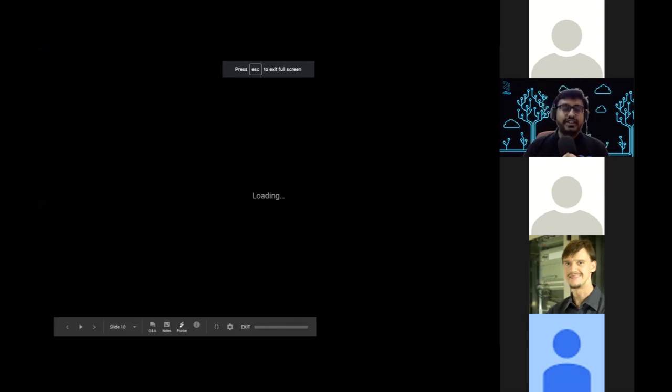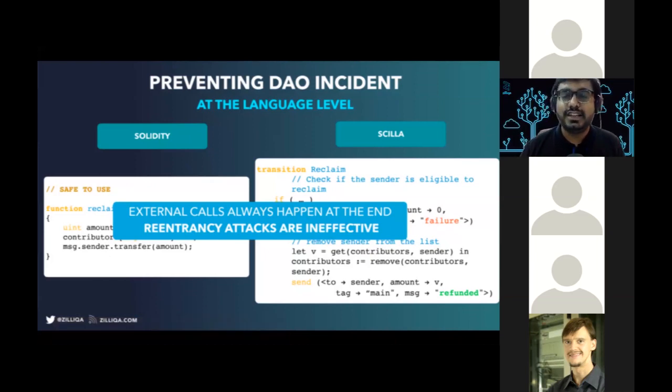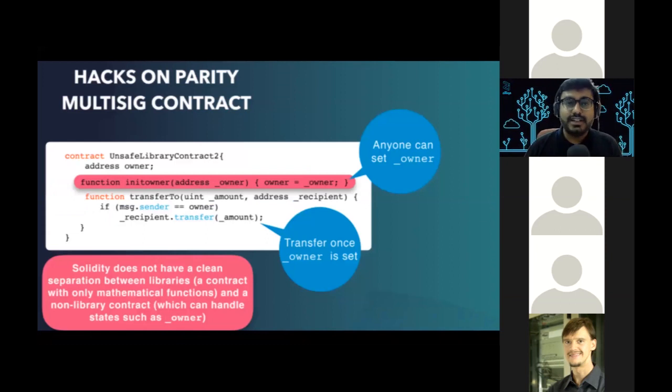There are so many other small details that have been kept in mind while designing Scilla, so that it's very difficult for someone to make these errors in contracts that are handling hundreds of millions of dollars. Similarly, just to give an overview of the Parity multi-sig contract hack: we had this function called init owner, and anyone was able to call this function and set themselves as the owner of the contract.